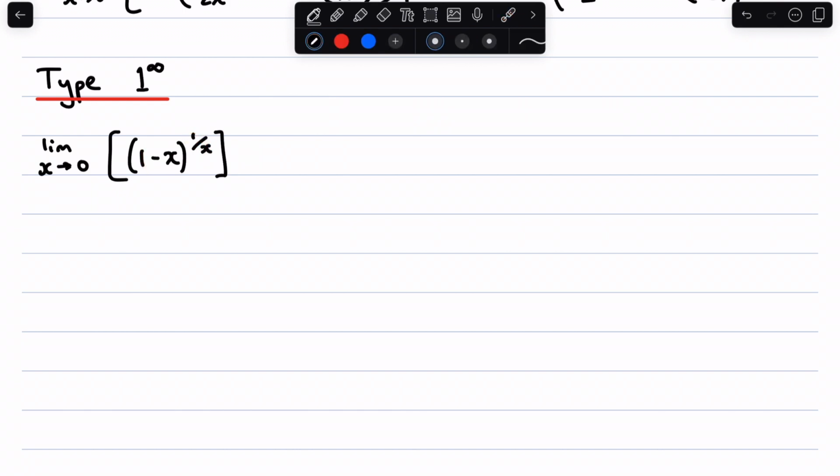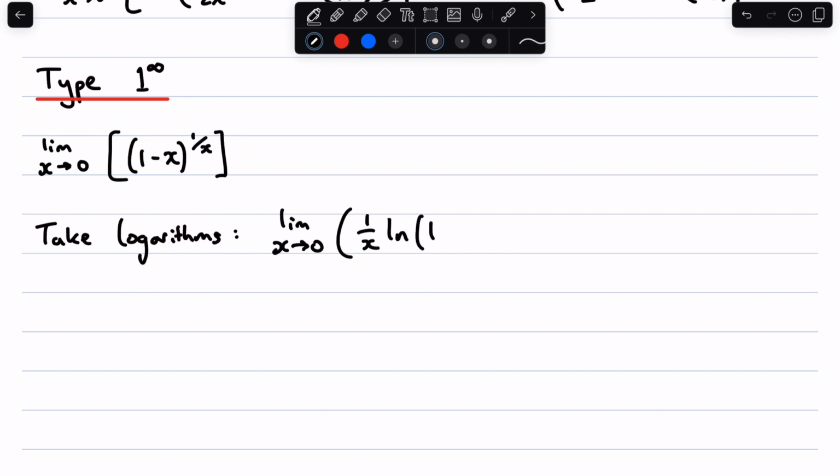From here, the first thing we need to do is take logarithms. The limit as x tends to 0 of 1 over x ln 1 minus x. And we can now work out this limit and then undo the logarithm to work out the original limit. So for this limit here, we have the 0 divided by 0 rule, as this part is 0, as x tends to 0, this is ln of 1, and then this is obviously 1 over 0. So what do we do in this 0 divided by 0 case?